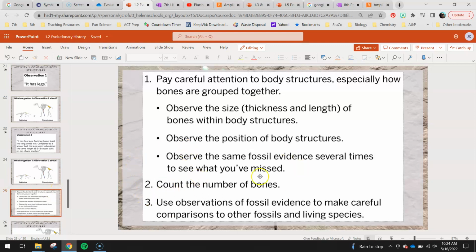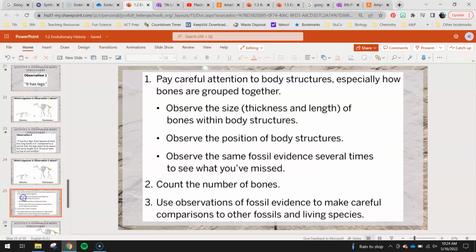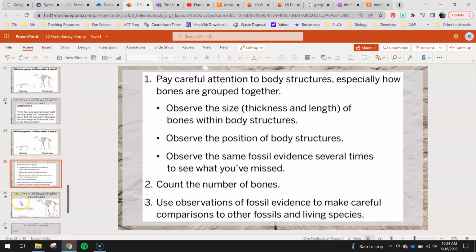Okay, you can also count the number of bones. So if we're talking about these distal bones, or the bones in the hands or the feet, how many are there? Because that's huge too. And then use observations of fossil evidence to make careful comparisons to other fossils and living species. So we'll be taking stuff that we know, living species, and comparing them.